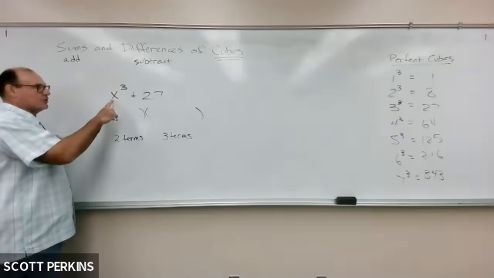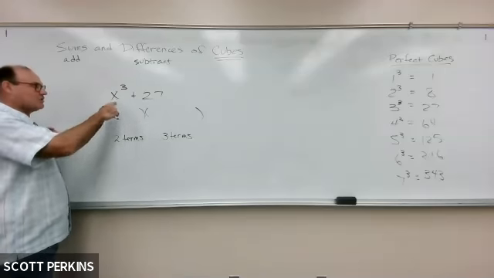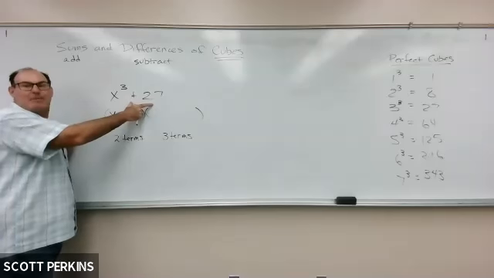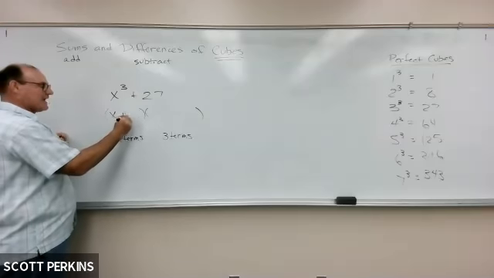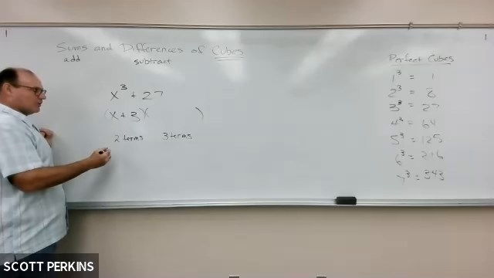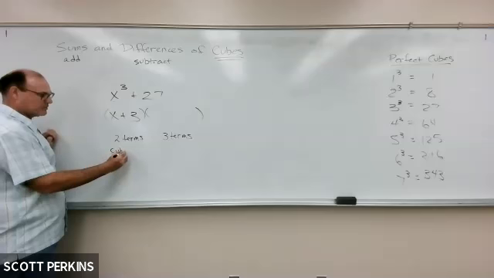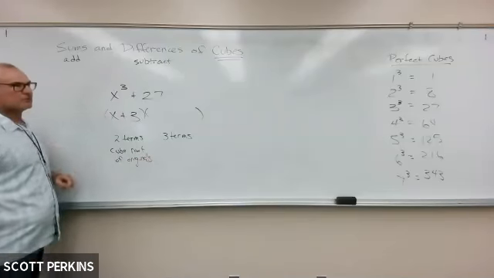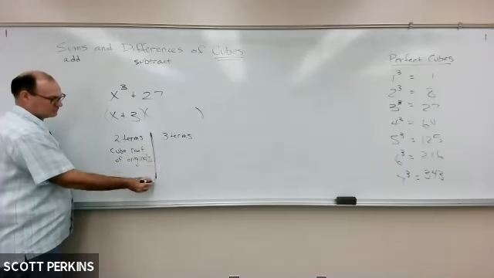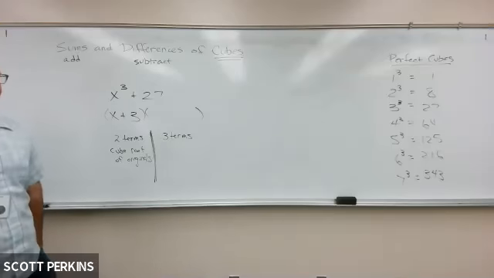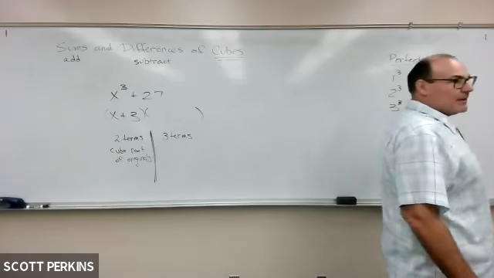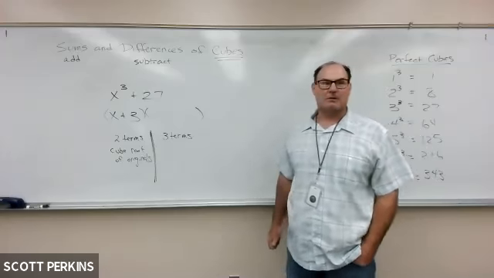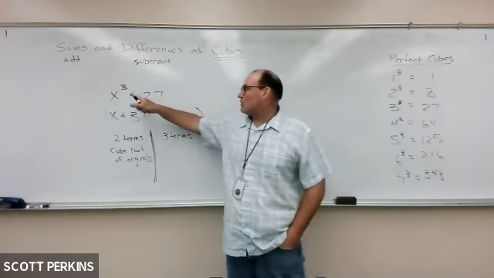So here we go, the first terms. X cubed is x times x times x. So the first term is going to be x. Positive 27 is 3 times 3 times 3. So this is a positive 3. So each of these two terms is just the cube root of the originals. Yeah, if I'm not clear on something, please let me know. I'll try my best, but if you have something you're struggling with, I need to know that. So the first factor is just the cube root of each of the two terms.